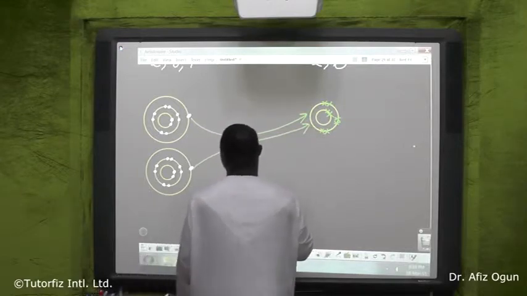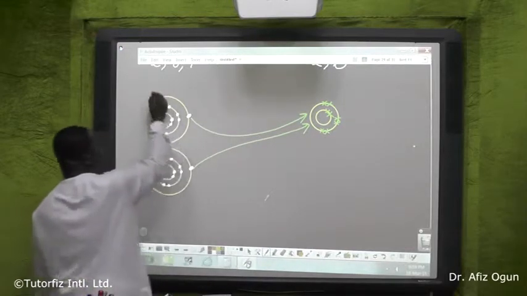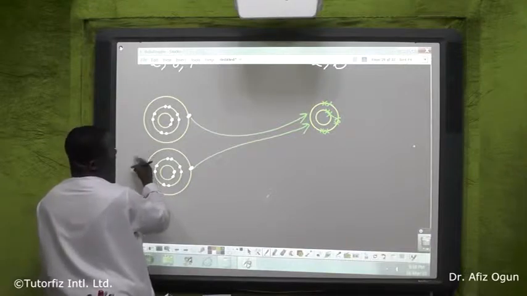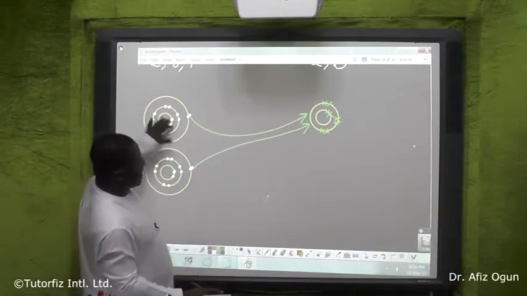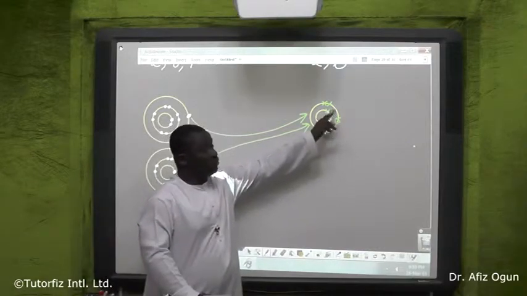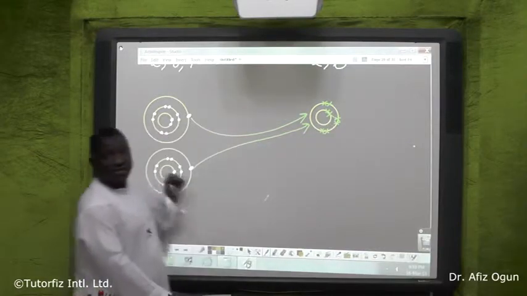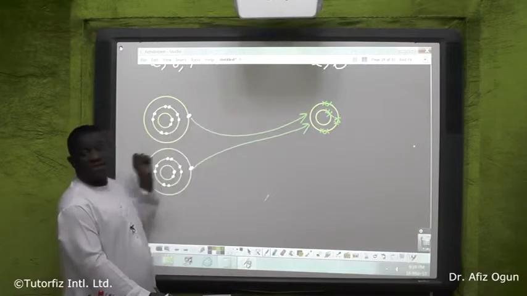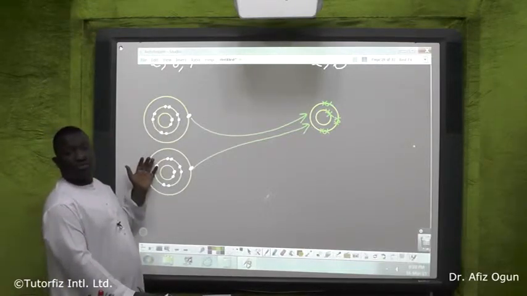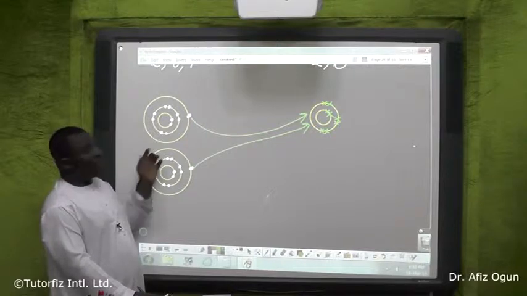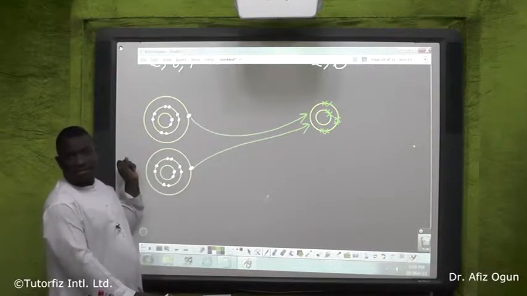So the 2 sodium now, after losing the electron, will become 2, 8, 2, 8, and the oxygen will also become 2, 8. You can see the electrons flying out to that place. So you can see 2 sodium needs to lose for 1 oxygen to be satisfied.